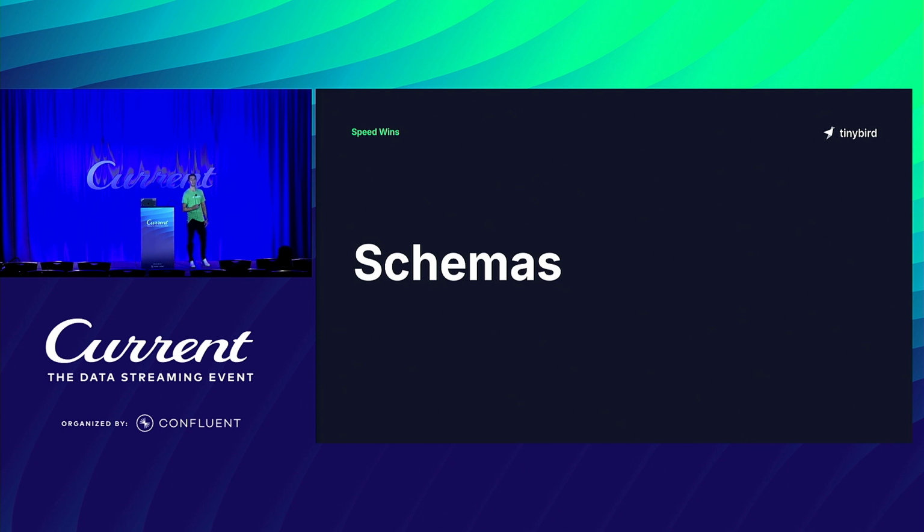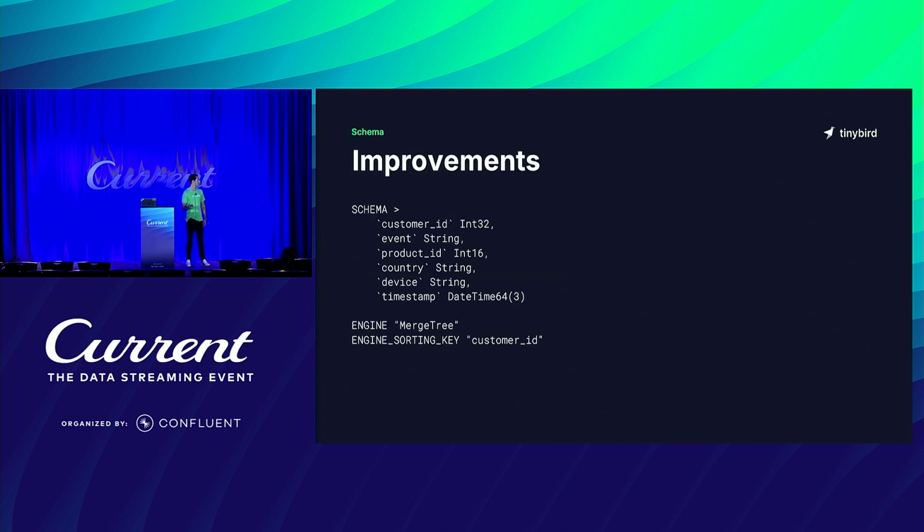The next thing we want to take a look at is the schemas. So this is the original table that we started with. And there you can see at the bottom, the engine sorting key, which is the index, is defined as the customer ID, which, like I said earlier, makes sense for a lot of use cases, but this doesn't make much sense for this specific use case because we're filtering on the event type and the timestamp.